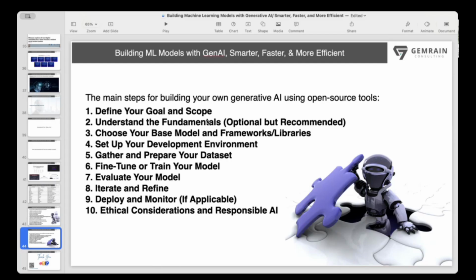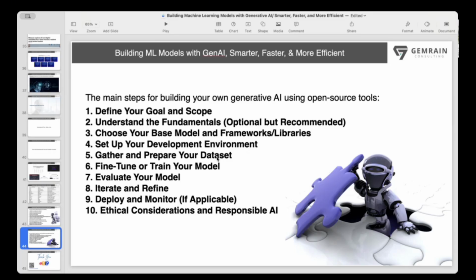All right. So understand the fundamentals. Choose your own base model and the framework. You have to choose the libraries that are related. There are a lot of libraries currently related to the generative AI tool. Then you have to set up the development environment. So how are you going to do the coding? You still can use Google Colab, but Google Colab has a limit. I believe the model that you are going to build is going to be beyond the limit of Google Colab, unless you are going to pay for the professional.